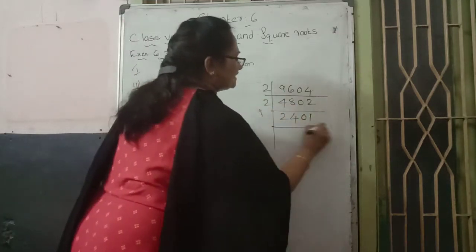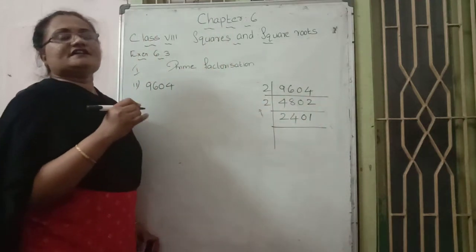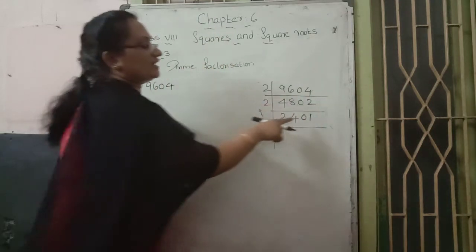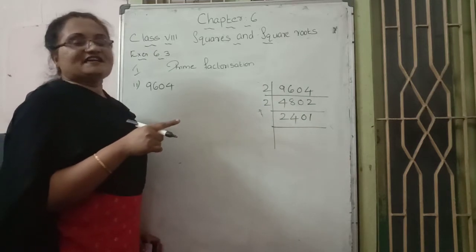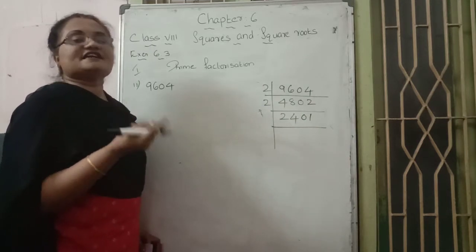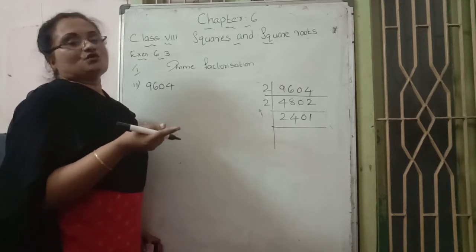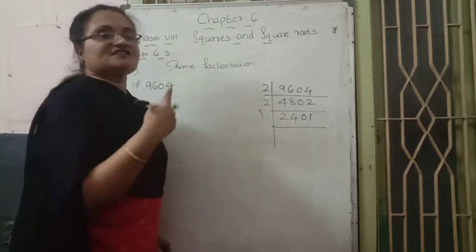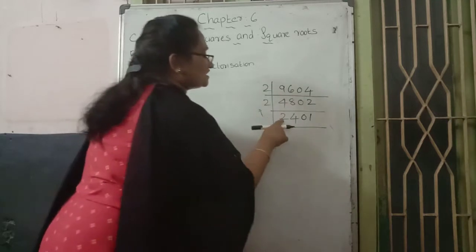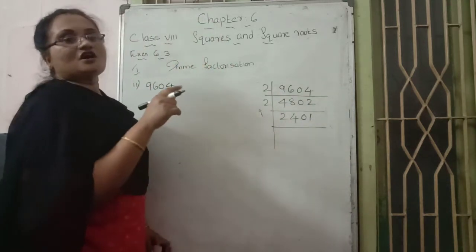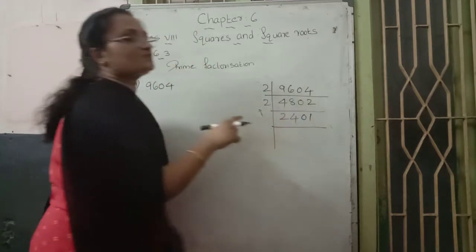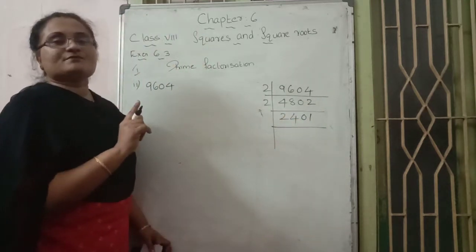Again we want to continue. Is it possible to divide it with 2? No. What is the reason? The unit place is 1, an odd number. That's why we are not able to continue with 2. Then next prime number 3. The divisibility test of 3 says: 2 plus 4 comes to be how much? 6. 6 plus 1 comes to be 7. 7 is not a multiple of 3.